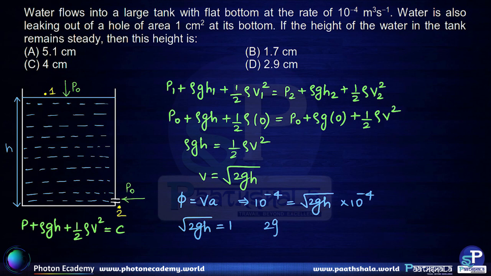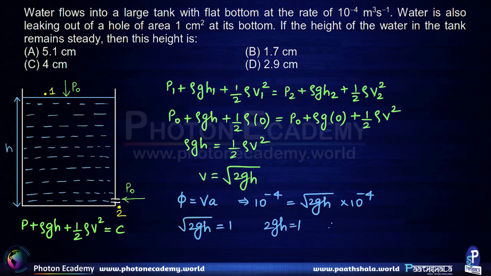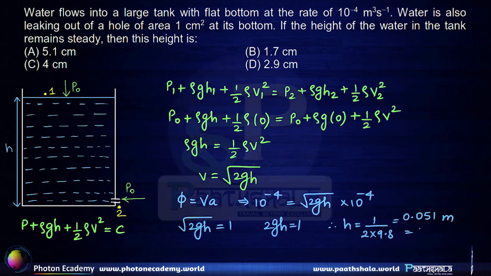So 2gh equals 1. Therefore h equals 1 upon 2 into 9.8, which will be 0.051 meters, that is 5.1 centimeters. So the answer is option A.